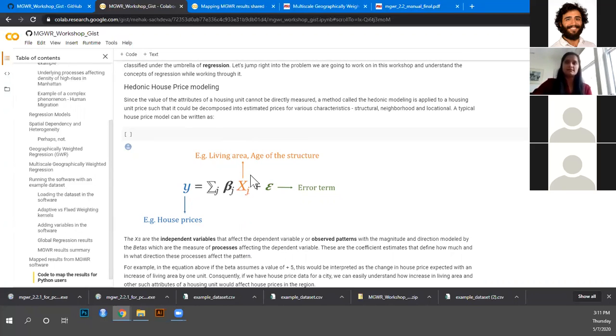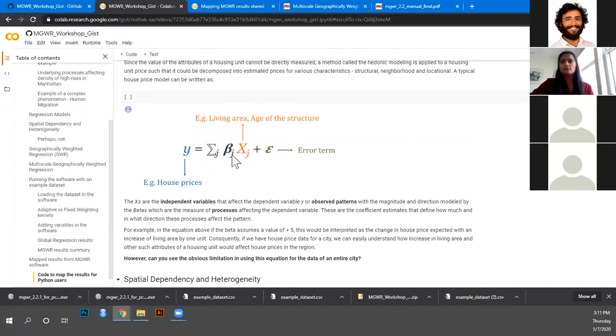For example, if X is square footage of living area and Y is house prices, and suppose we model it and the beta comes out to be +5. How we would interpret that is: a 1 unit increase in square footage of living area, so an increase in housing living area of 1 square foot, would lead to an increase in house price by $5, or whatever unit your Y is in, mostly dollars if it's house prices, right?